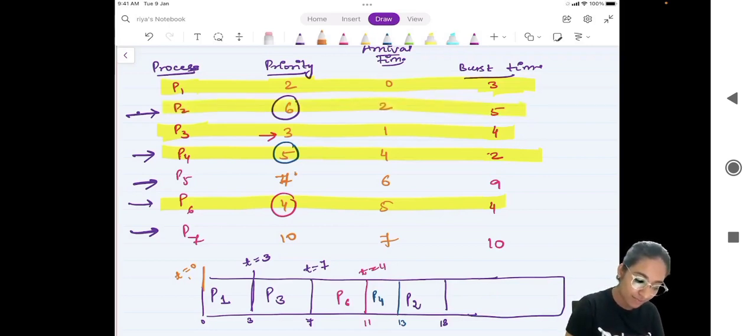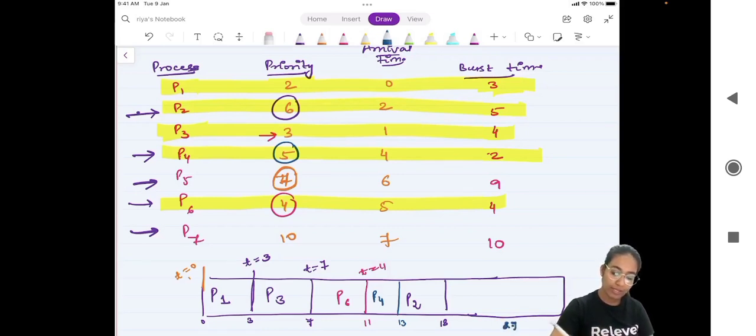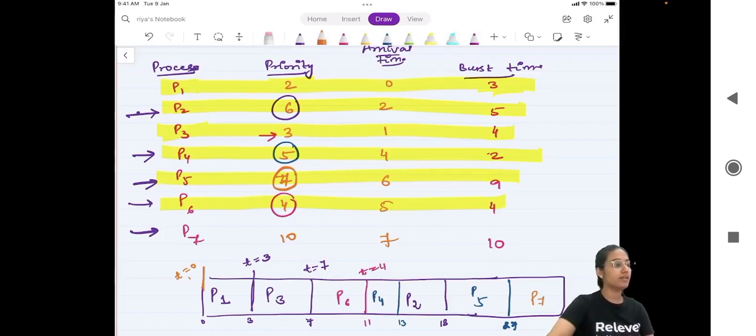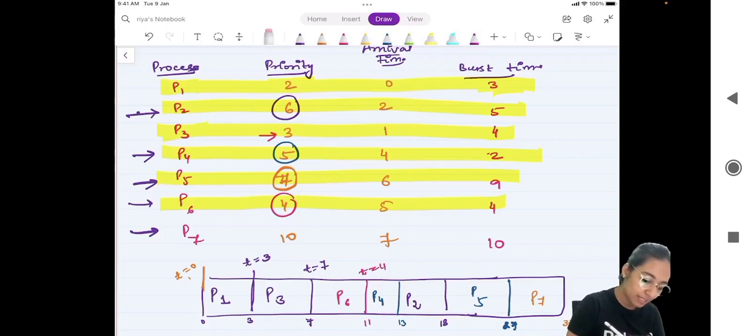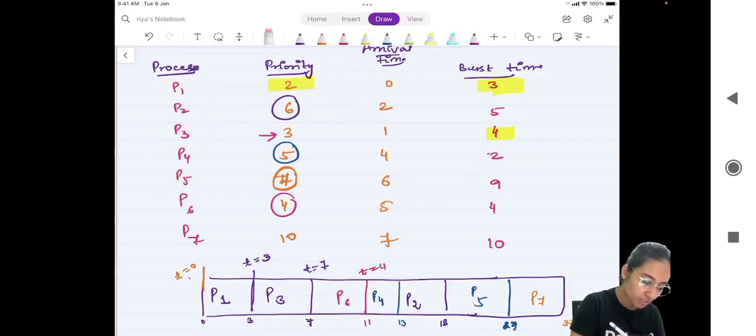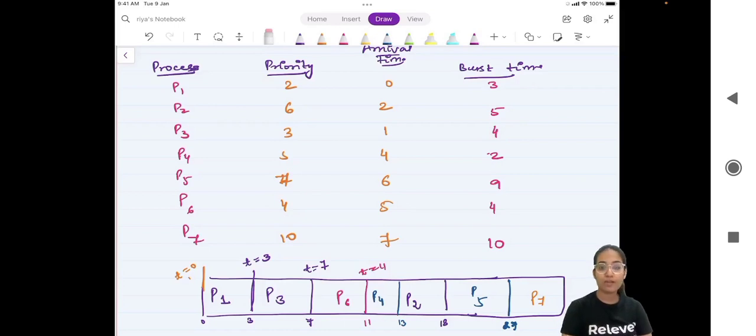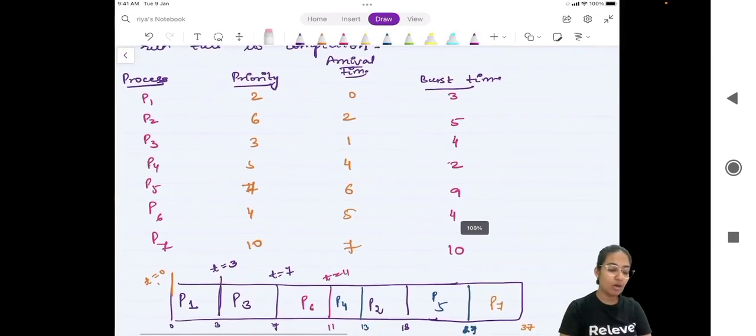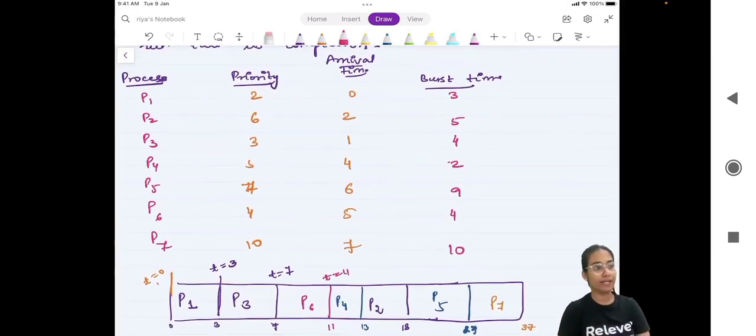Now after this, 7 is the one with the highest priority. So we can have 9 over here, which will be 27 for P5. And the last one that we have is P7, and this will be 37. Okay. So this will basically be our way of executing these processes, based on the priority. So you see what all processes have arrived for a particular period of time, and based on that you take the call which process is to be executed based on the priority number.